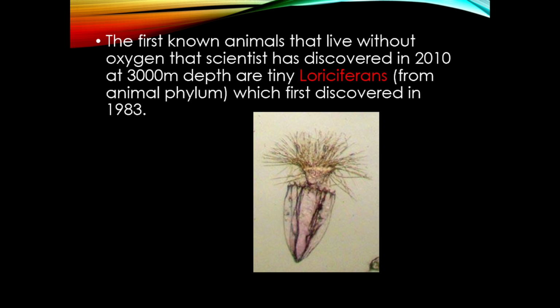The first known animals that live without oxygen that scientists have discovered were found in 2010 at 3000 meters depth. They are called Loriciferans. It's an animal which was first discovered in 1983, and then discovered again in 2010 at 3000 meters. And this is how Loriciferans look.